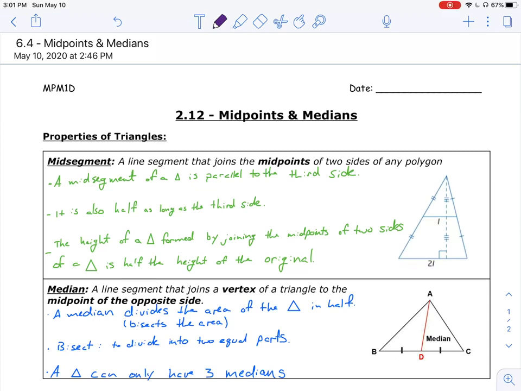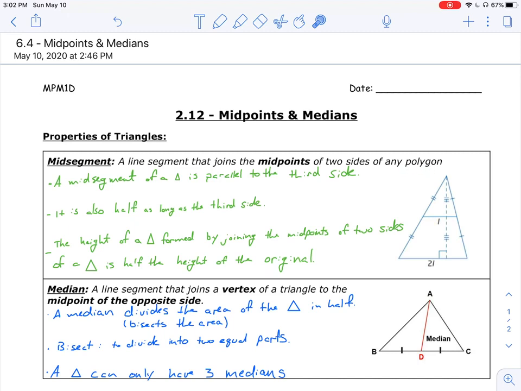So today we're talking about midpoints and medians, specifically the characteristics of midpoints and medians within triangles and quadrilaterals. So we talk about a mid-segment. The mid-segment is a line segment that joins the midpoints of two sides of any polygon.